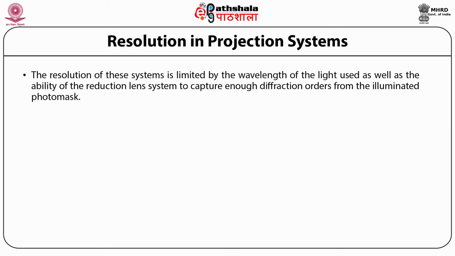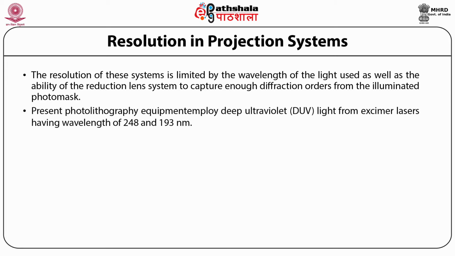Resolution in projection systems. The resolution of these systems is limited by the wavelength of the light used as well as the ability of the reduction lens systems to capture enough diffraction orders from the illuminated photomask. Present photolithography equipment employs deep ultraviolet light from excimer lasers having wavelengths of 248 and 193 nanometers. Thus, the minimum feature sizes can be reached up to 50 nanometers. Excimer laser based lithography technology is termed excimer laser lithography.